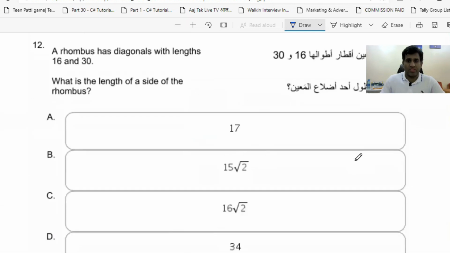Okay, so next question is again a geometry. It says a rhombus has a diagonal with length 16 and 30. What is the length of a side of the rhombus? Now let me tell you, rhombus is a quadrilateral in which length of all sides are equal in measure, but it is tilted, not straight. Let me just draw a rough sketch for the rhombus.